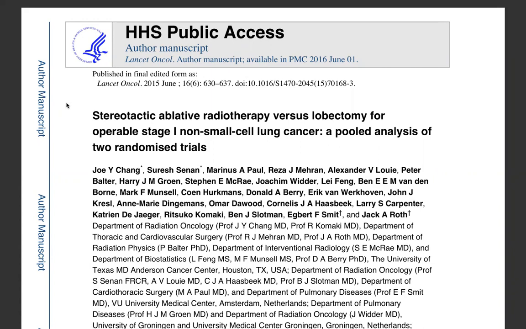What can you see? Sir, I can see the title now, sir. Stereotactic ablative radiotherapy versus lobectomy for operable stage 1 non-small cell lung cancer: a pooled analysis of 2 randomized trials. This is the title, sir.